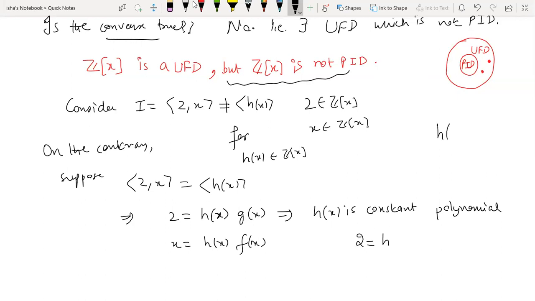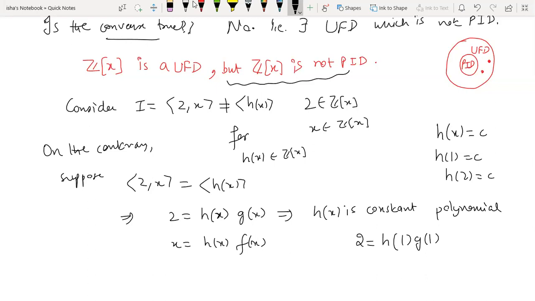So if I say h(x) is c, then h(1) is also c, h(2) is also c, because that's the meaning of a constant function. Whatever x you substitute, it is going to be the same. So 2 is going to be the same as h(1) times g(1). I just put x equal to 1.